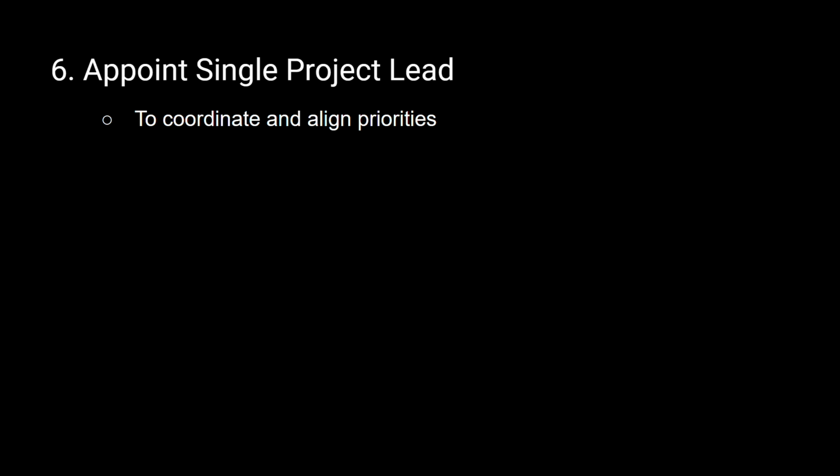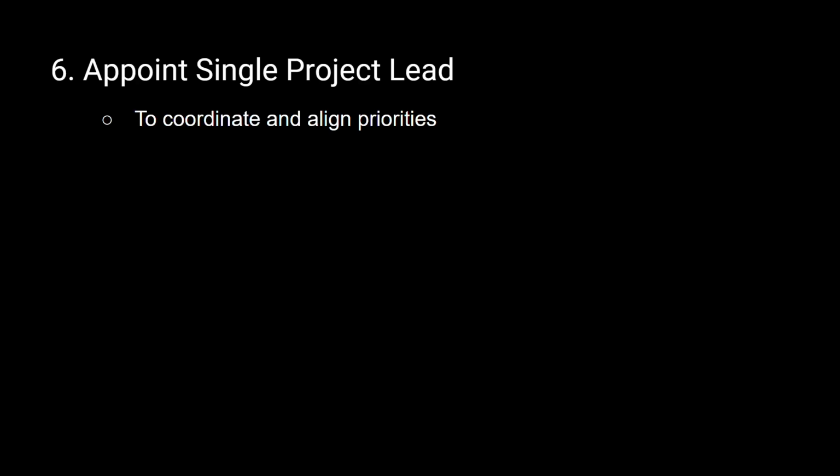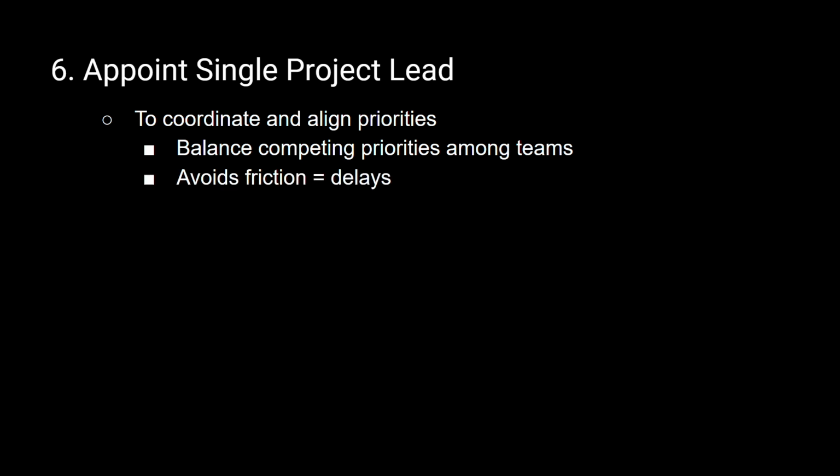Again, you're going to have teams of people working on this migration project. A lot of times each team, actually each individual user, is going to have things that are important to them. This single project lead is going to need to be able to sift through all of those and line up the priorities in a way that allows the project to move forward as efficiently as possible. So that person is going to need to balance competing priorities among the different teams. This is going to avoid friction. Any friction that comes up in the project is going to cause delays and extend your overall project timeline.